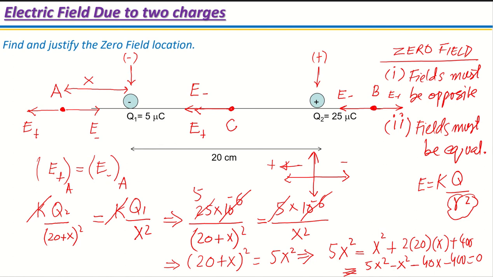Then you can use the quadratic equation. You will get two answers, one positive, one negative. The positive is your answer because you took the positive direction towards the left. The negative answer is not possible because we have seen that towards our right it is not possible to have zero electric field. So we justified that only at one point the electric field is zero, and then by using this quadratic equation, we can find the value of x. So you would consider only the positive value of x.